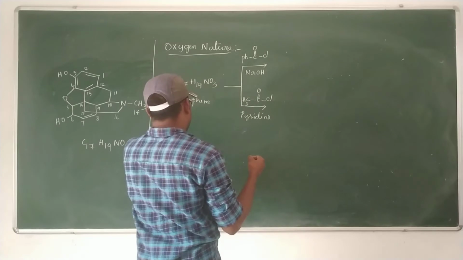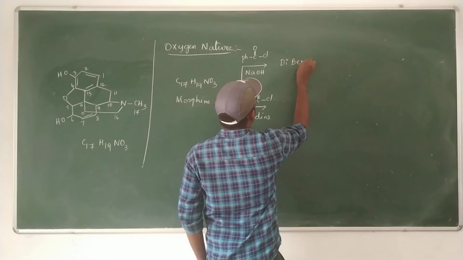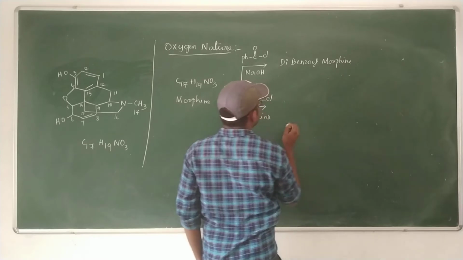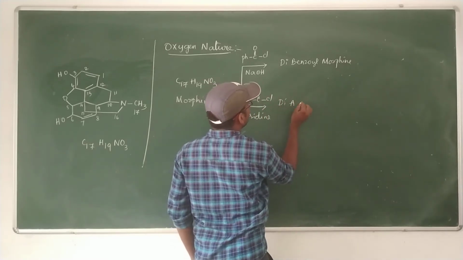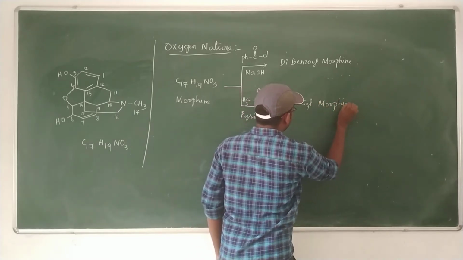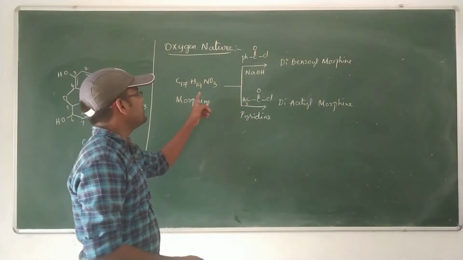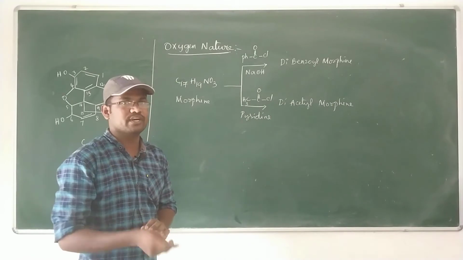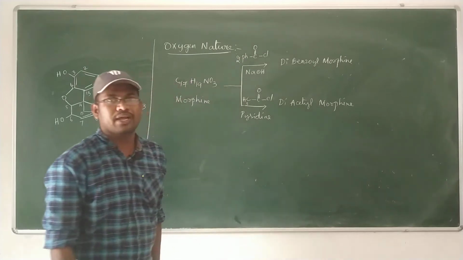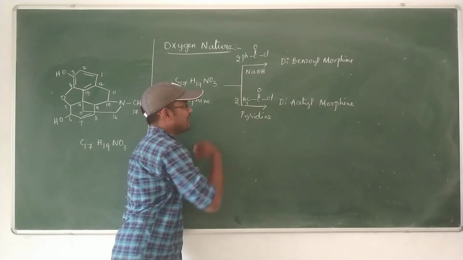we get dibenzoyl morphine in the first reaction, and diacetyl morphine in the second one. The two reactions give information that morphine has 2 OH groups. Due to having 2 OH groups, morphine treated with 2 moles of benzoyl chloride results in dibenzoyl morphine, and 2 moles of acetyl chloride result in diacetyl morphine.